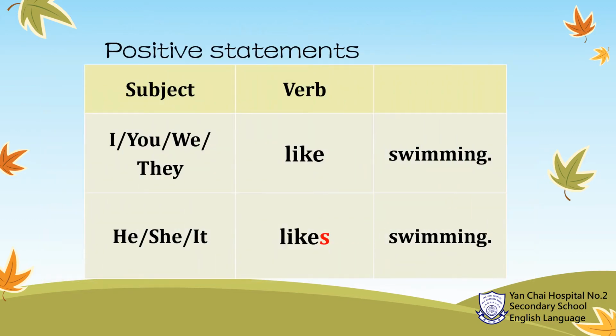So for the positive statements by using other verbs, first we'll use subject and then followed by verb. But whether the verb will add s, it depends on the subject. For example, for the subject I, you, we, or they, we will simply use the verb like. But for he, she, or it, we need to add s after the verb like.